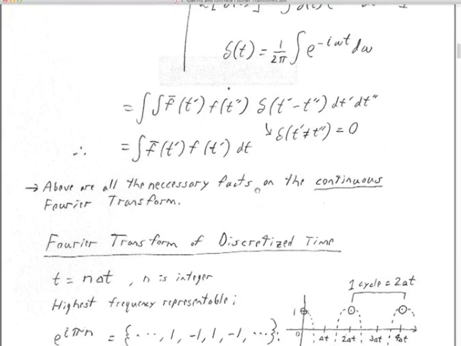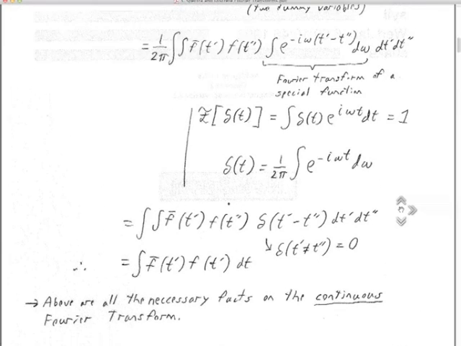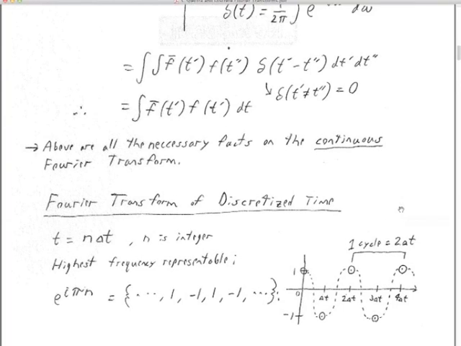So these are all the necessary facts on the continuous Fourier transform, and we're going to take advantage of all of those as we go into the discrete transform. There's a lot more we need to learn that you won't get in any Fourier transform math class on differential equations, and that's really what this first part of the class is all about. Let's understand how we're actually using the Fourier transform as a discrete transform.